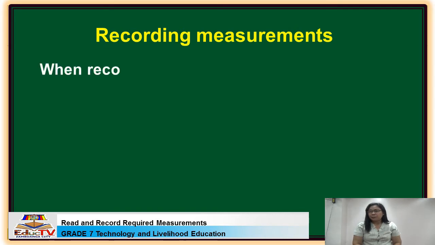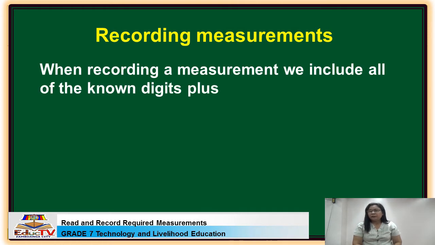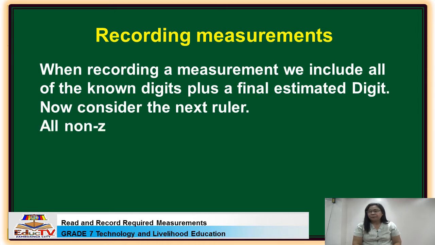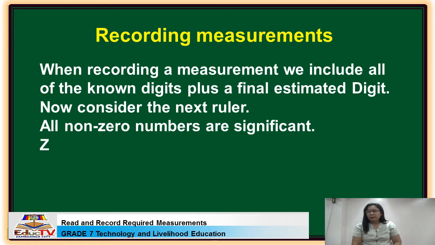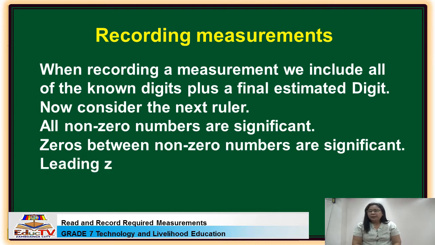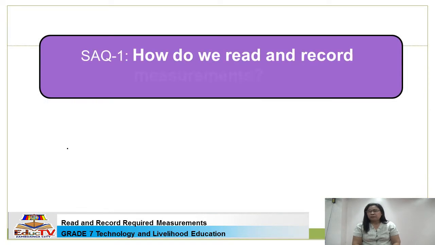Recording measurements. When recording a measurement, we include all of the digits plus a final estimated digit. Now, consider the next ruler. All non-zero numbers are significant. Zeros between non-zero numbers are significant. Leading zeros before a number are not significant.